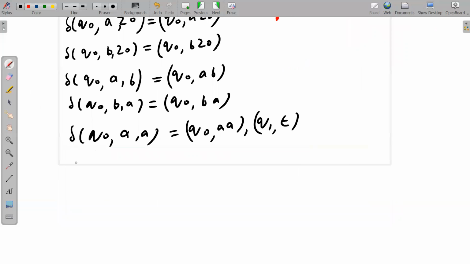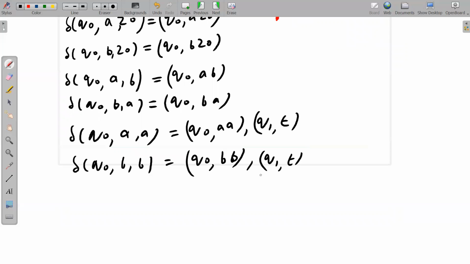Similarly for B also. So delta Q naught B B. What does this mean? Q naught B B. That means you can push these 2 B's, where 2 B's means the B which you have read from the tape and the B which you have read from the stack. You have to push both the B's onto the stack, or you will start cutting. That means Q1 null. Now, so this is the non-determinism.